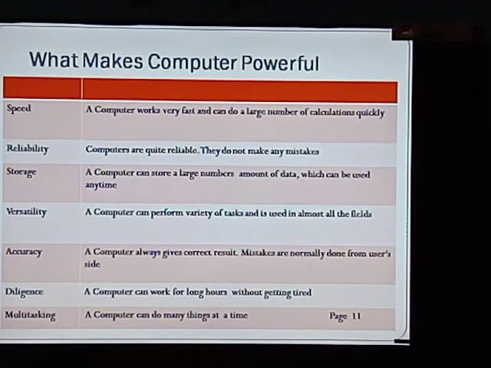Mistakes are normally done from user side. Yes, it is true. If we do a mistake being user, computer is going to give a result accordingly. So that feature makes computer more powerful. That is called accuracy. Now, diligence.